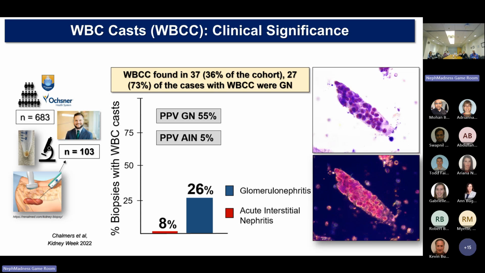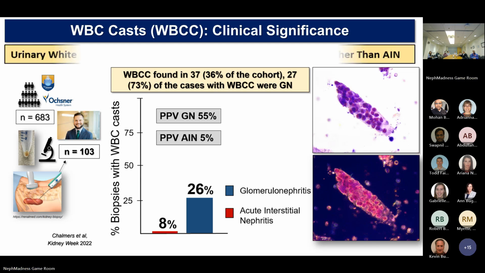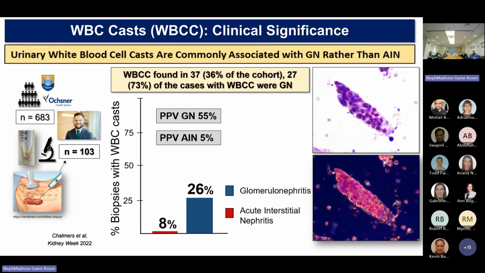So the purpose of this data is not to show you that WBC casts are phenomenal diagnostic tests for GN. It's just to show that they're not good for AIN, and we should definitely not be asking on the boards something that is so uncommon. White blood cells are very common, but not white blood cell casts. Not sure why, but that's what we have observed. Okay, so think about GN when you see these casts.